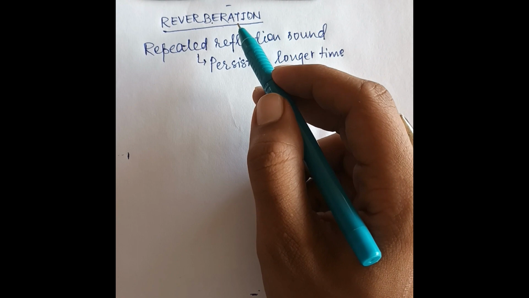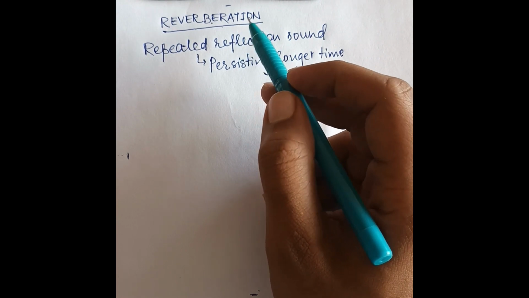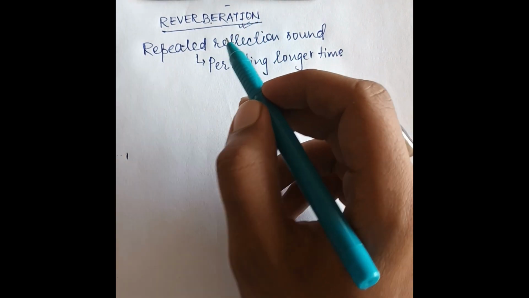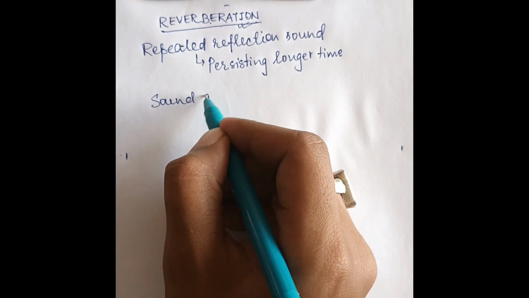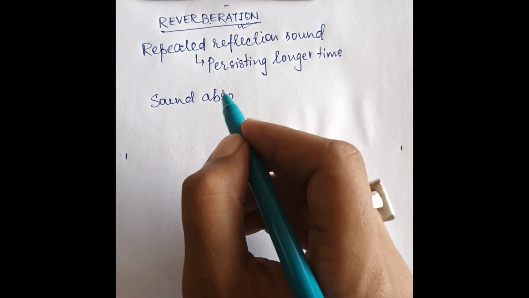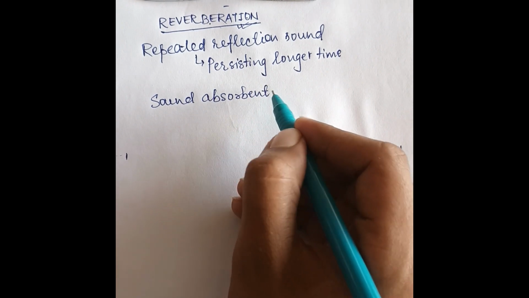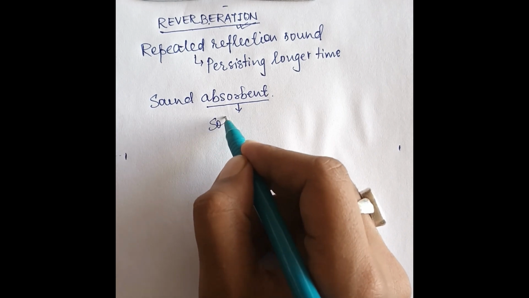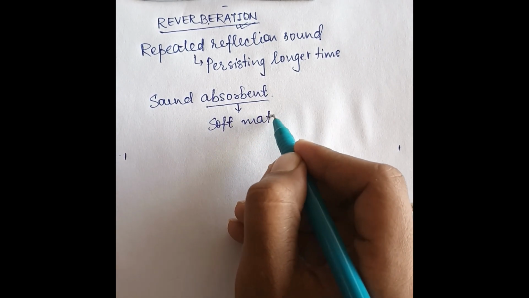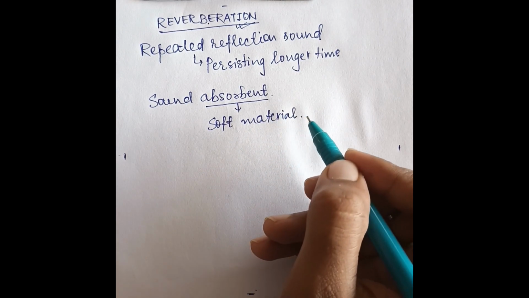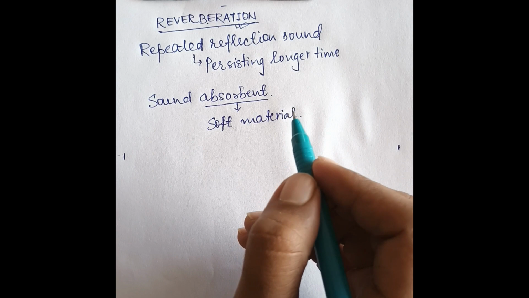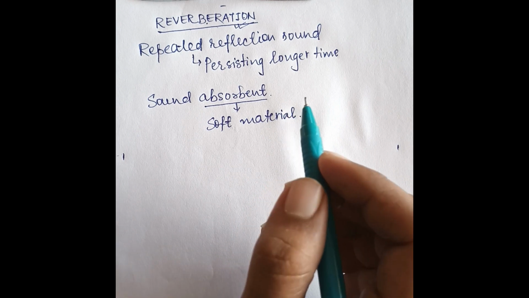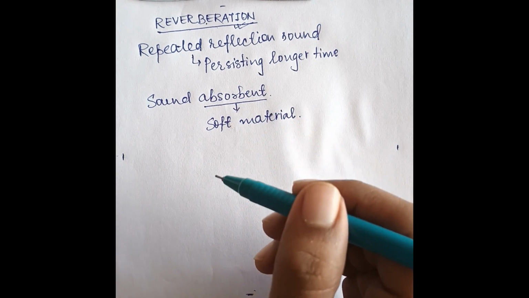Clear? Now in cinema halls also reverberation happens, and to reduce reverberation, sound absorbents are used in the walls and in the ceilings of the cinema hall. Why sound absorbents? Sound absorbents are soft materials. Why soft materials? Because the harder the material, the more the reflection, and the softer the material, the less the reflection. You might see that if you throw a ball at the wall, the ball will reflect back.